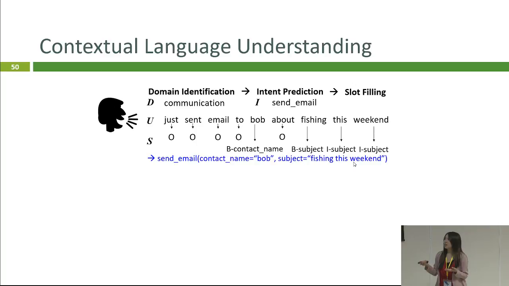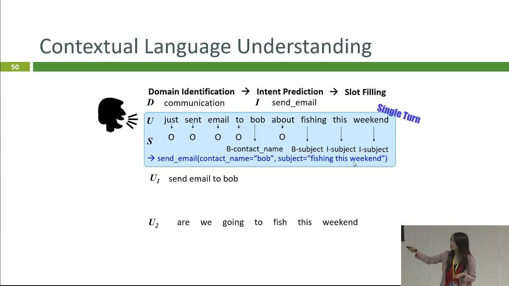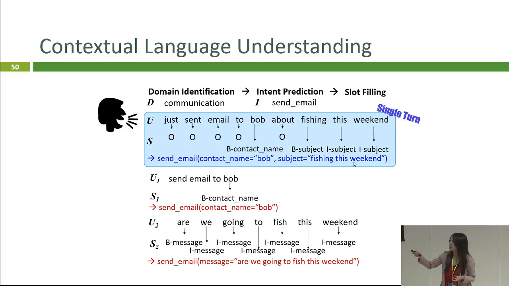Usually, a lot of real users want to say, "Send email to Bob." In the following sentence, "Are we going to fish this weekend?" The first sentence is easy to extract the semantics, but the second one is more difficult. If we do not see the previous sentence, it's very difficult to decide that all words in this sentence belong to the message content. So this is called multi-turn conversation.